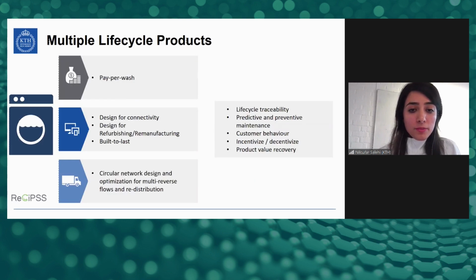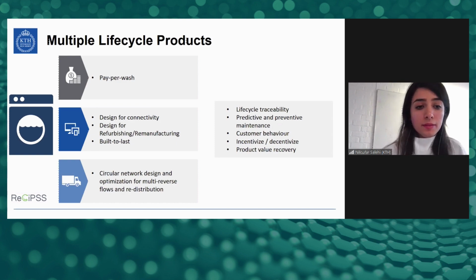I can give you an example from the RECIPS project, where you can find a link in the virtual booth of CE at KTH in this conference. The white goods demonstrator in our project RECIPS is working on a washing machine product whose business model is pay-per-wash, and it is designed for connectivity and for value recovery, that is refurbishing and remanufacturing. And they need to set their circular network design in a way that they can get the product back with a certain quantity at a certain time and with a certain quality.